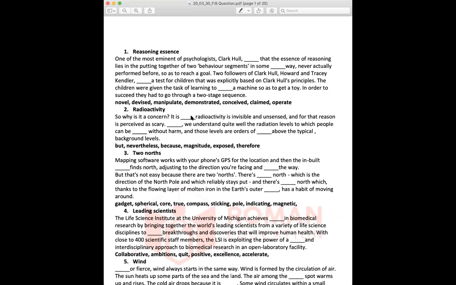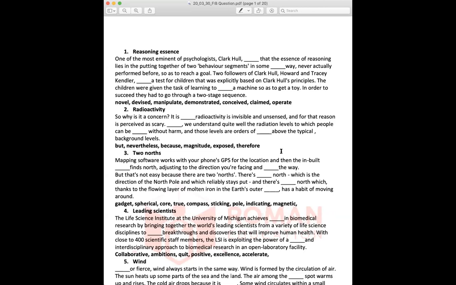So if in your exam you feel like it is "nevertheless," but I don't think it is correct, "it is because" I think maybe this is correct. If you feel like that, just go with it. That's better. Okay, now let's look at other questions as well.